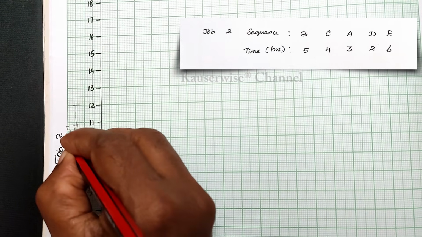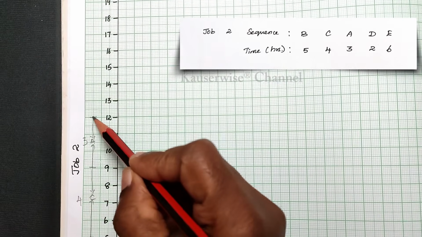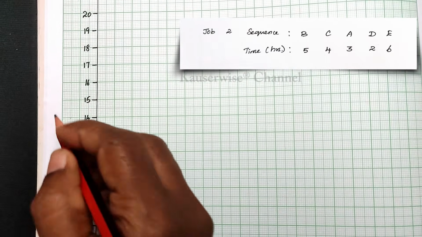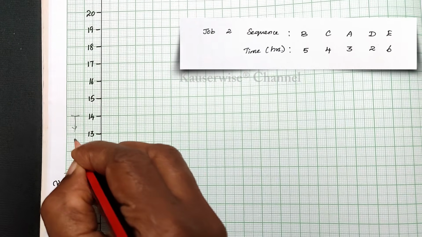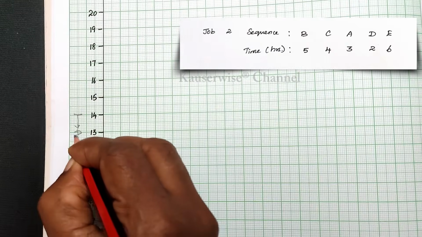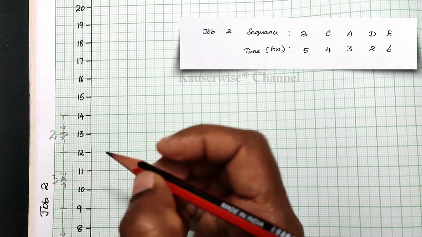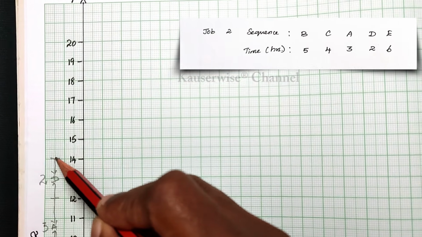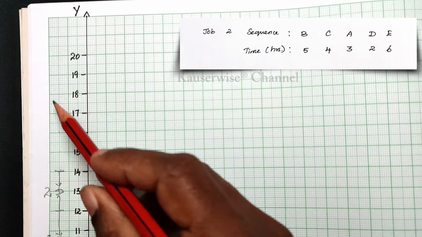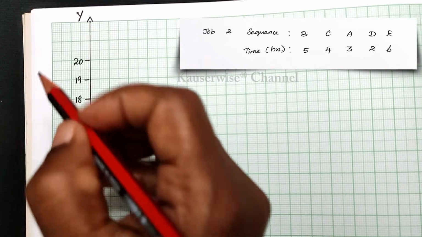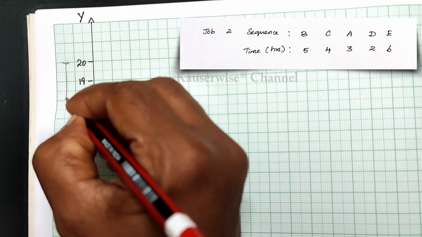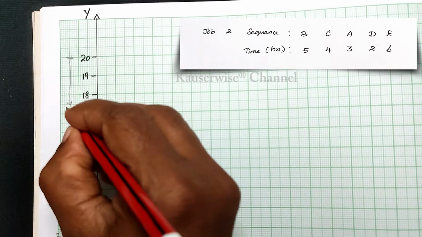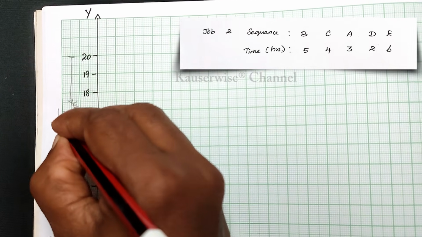So this is the duration for mission A. That is 3 hours. Then the next process is mission D. Duration is 2 hours. So start from here. 1, 2. This is for mission D, 2 hours. The next process is mission E. Duration is 6 hours. So start from here. 1, 2, 3, 4, 5, 6. Mission E. Duration is 6 hours.